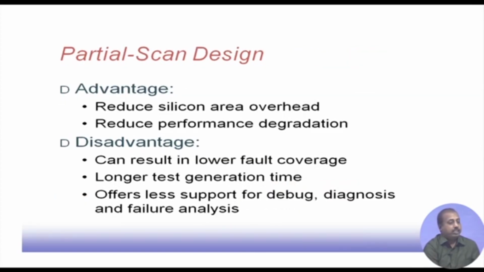Why partial scan design? It has advantages like the silicon area overhead is less, because a smaller number of flip flops are converted into scan flip flops, and performance degradation is also less, because we are not putting any multiplexer before the other flip flops. As a result, if some flip flop is on the critical path, its performance is not affected.